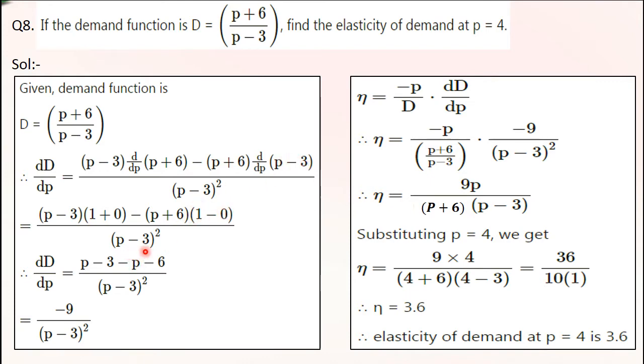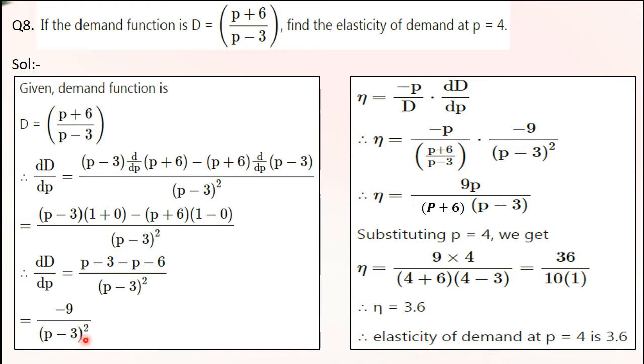Now, opening these brackets, we will get (P minus 3) into 1, P minus 3, minus (P plus 6) into 1, P plus 6. But when we remove the bracket, both the terms will get a negative sign. So, minus P minus 6, divided by (P minus 3) the whole square. P and minus P get cancelled, remaining minus 9 upon (P minus 3) the whole square.